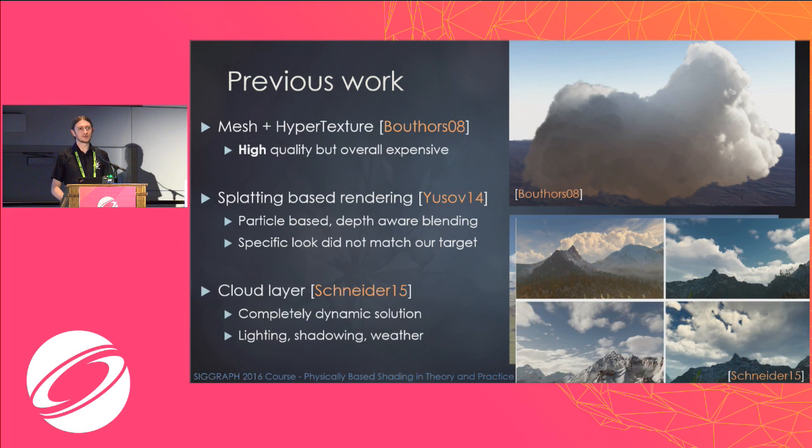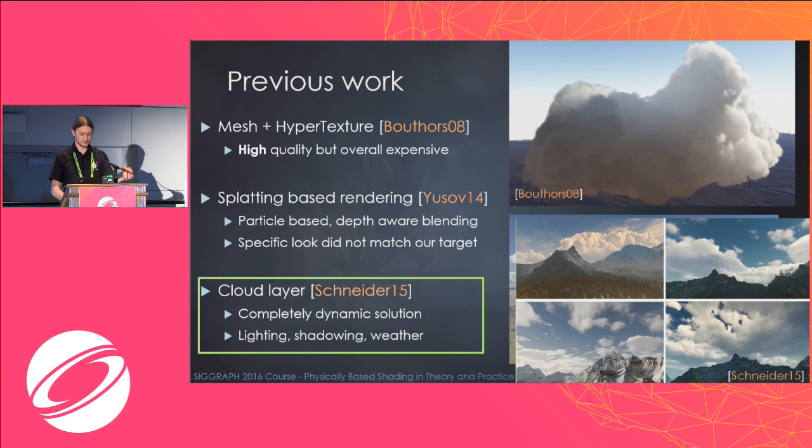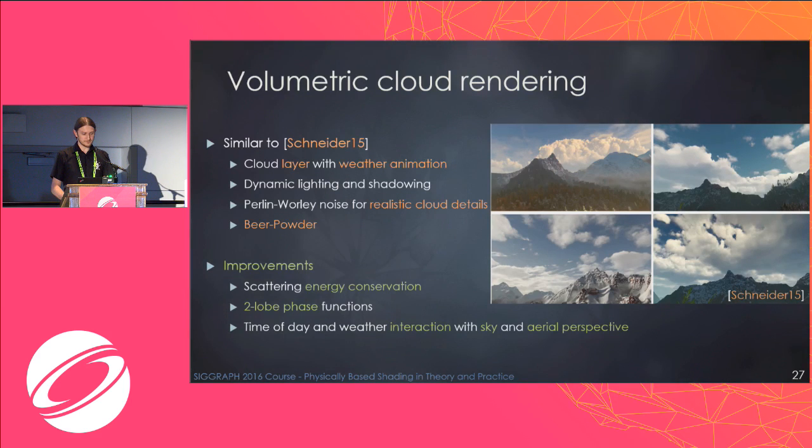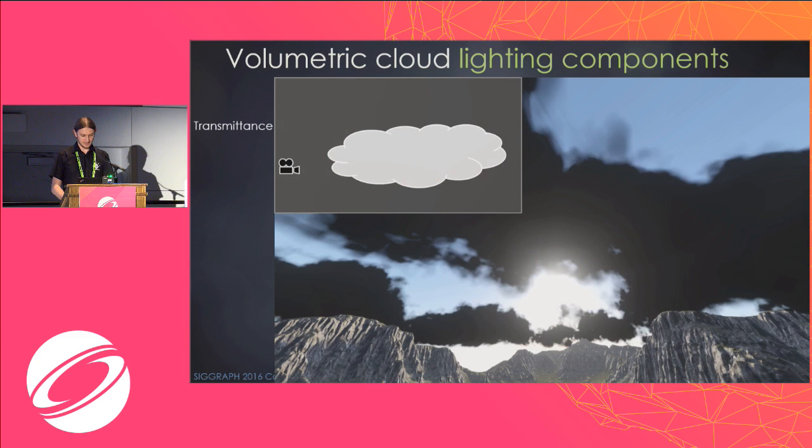But last year, Schneider proposed a very nice technique which can render different types of cloud, different shapes, under dynamic weather, dynamic shadowing, dynamic lighting, and this is the type of solution that we wanted to pursue. I'm not going to go into the details of Schneider's technique because there's a lot of stuff, and the presentation from last year is awesome, so you should check it out if you still have not. But I will talk about some improvements we are making: using an energy-conserving scattering formulation, why you should use a two-lobe phase function at least, and a bit more interaction.